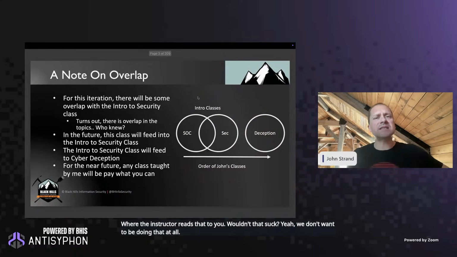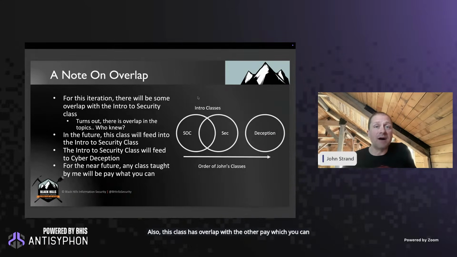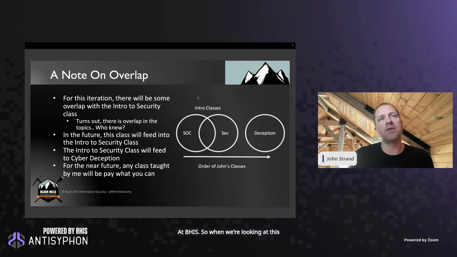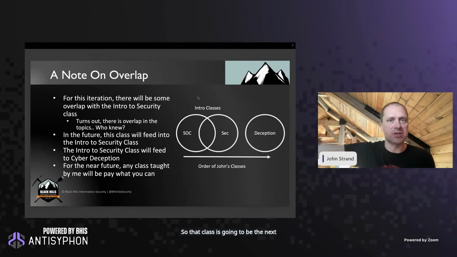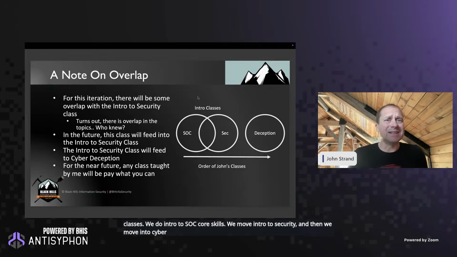Also, this class has overlap with the other pay-what-you-can classes that I provide at BHIS. So when we're looking at this class, there's a little bit of overlap with the Intro to Security class that we offer. That class is going to be the next in the series. I do a trifecta of three classes. We do Intro to SOC Core Skills, we move into Intro to Security, and then we move into Cyber Deception. How in the hell did this all happen?